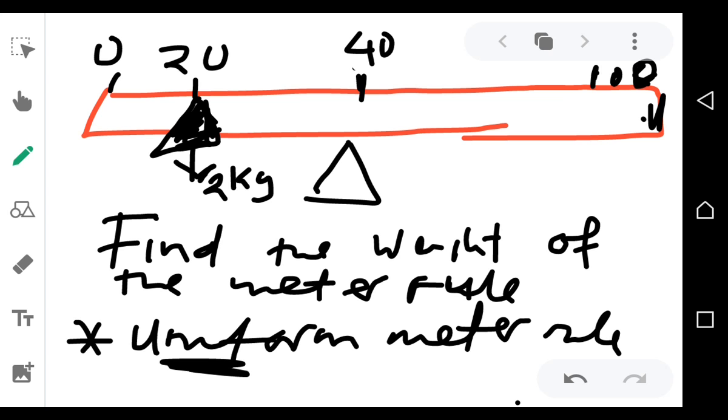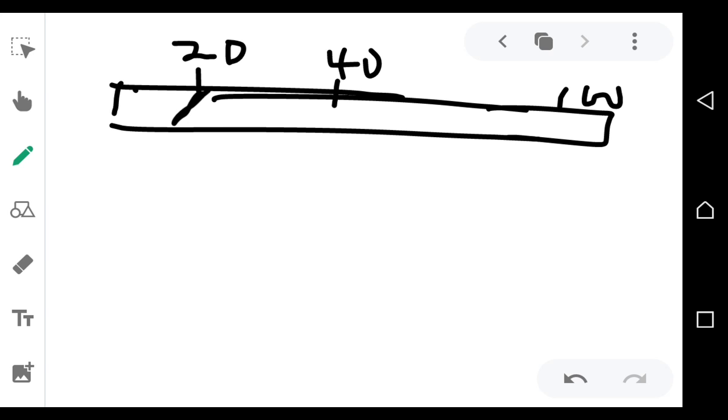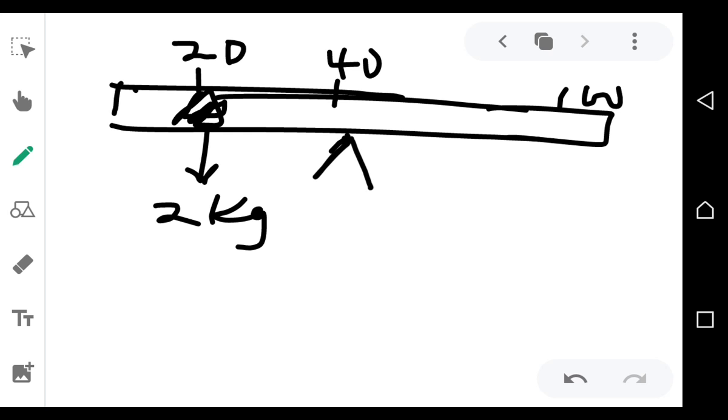Because they've said uniform, you have to be careful with the way you solve it. The first thing you do is this. This is a uniform meter rule. Here it's 100, here it was 20, here it was 40, and the weight here is 2 kgs. There's a pivot here at 40. Here it is 0.